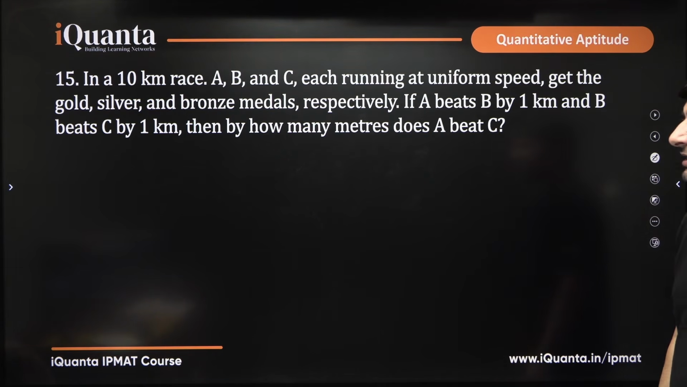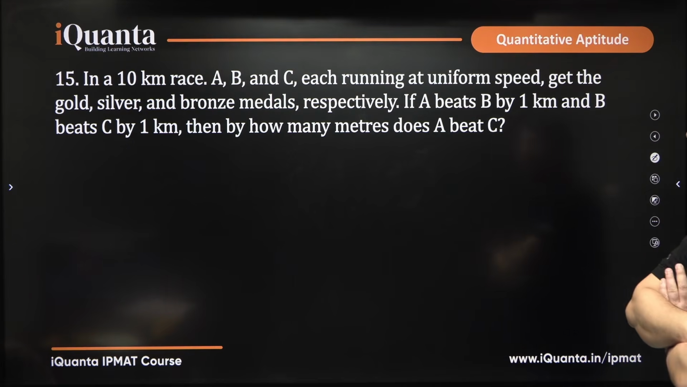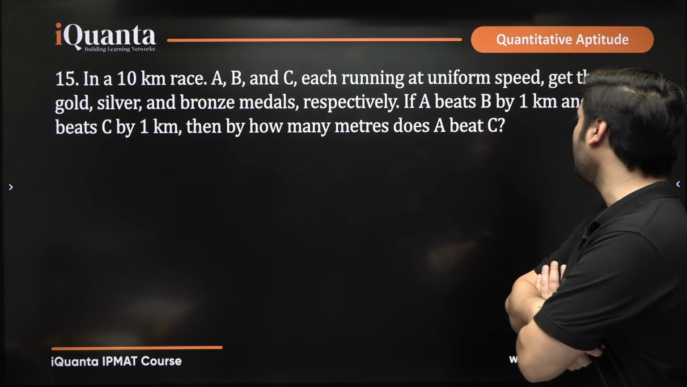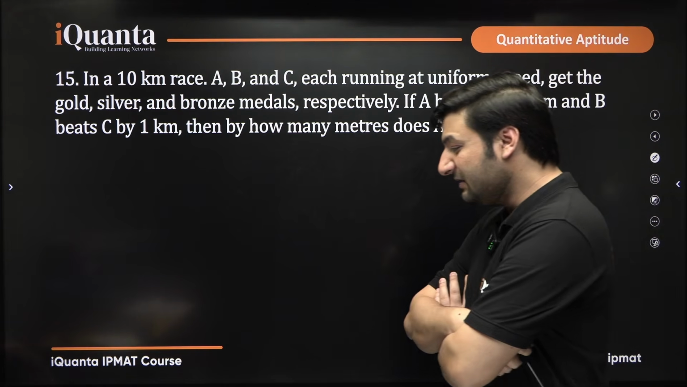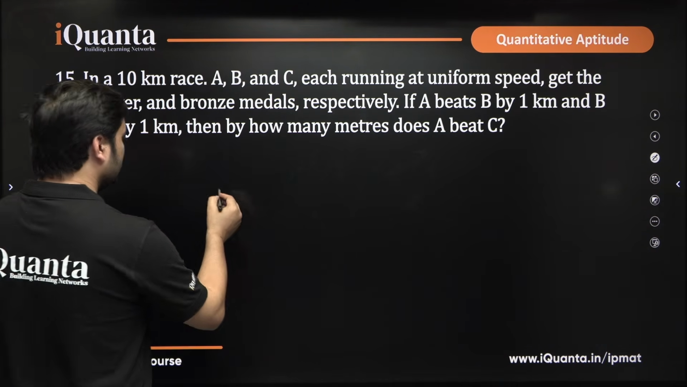15th question. In a 10-kilometer race, A, B, C each running at uniform speed get the gold, silver and bronze medals respectively. If A beats B by 1 kilometer and B beats C by 1 kilometer, then by how many meters does A beat C? Okay, there's a 10-kilometer race.